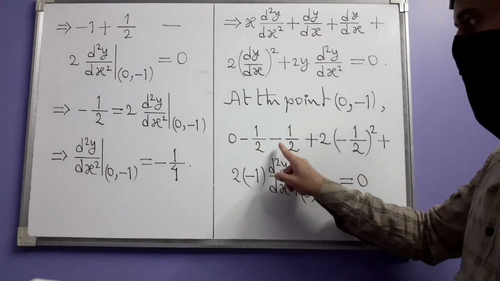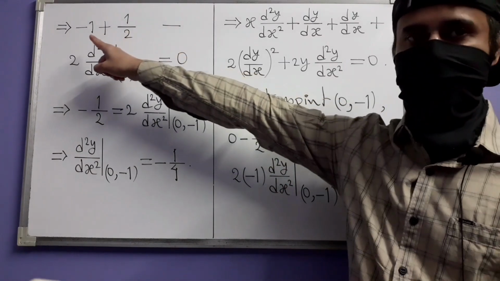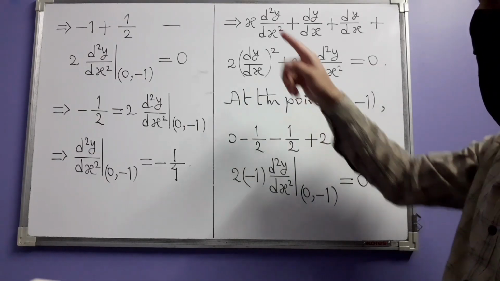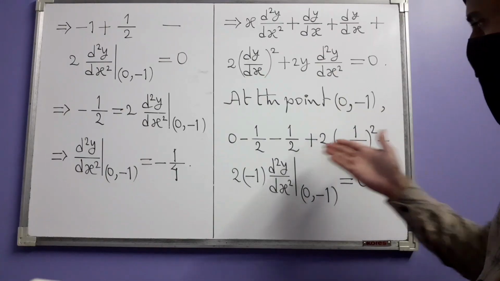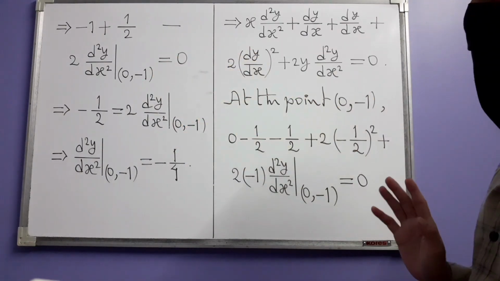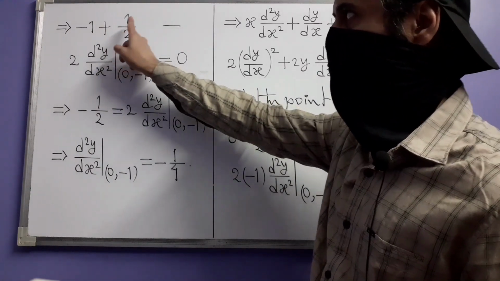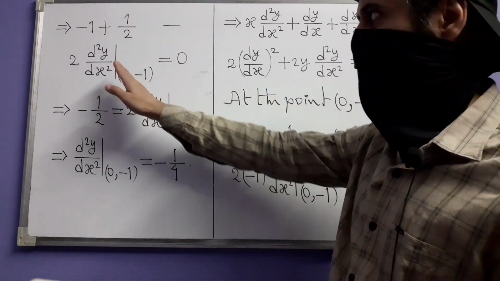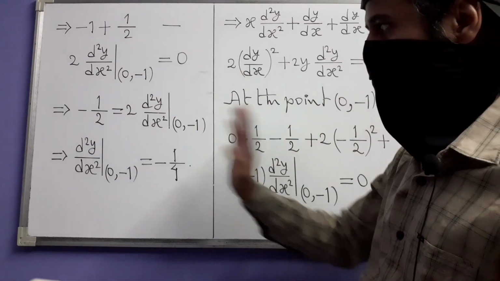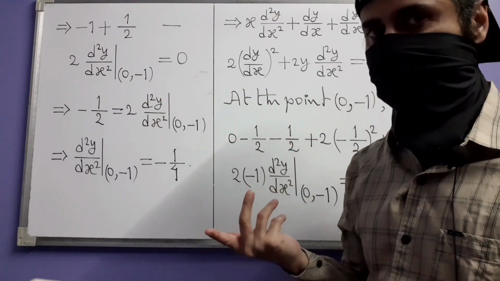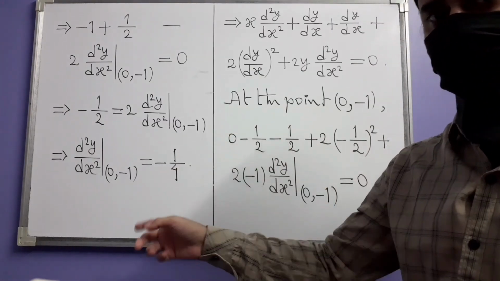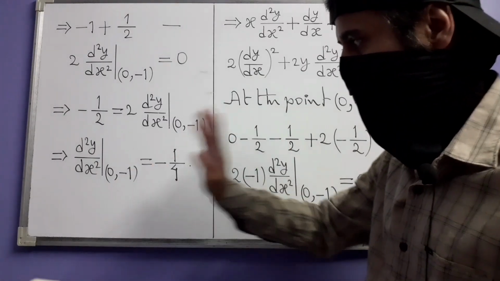So -1/2 and -1/2 give us -1. What will this be? 1 divided by 4 times 2 is 1/2, minus 2 times the second derivative, that is equal to 0. Now -1 plus 1/2 is -1/2, and if we move this -2 times the second derivative over to that side, it becomes 2 times the second derivative. And then after dividing both sides by 2, this is our second derivative value, -1/4 at the point (0, -1).